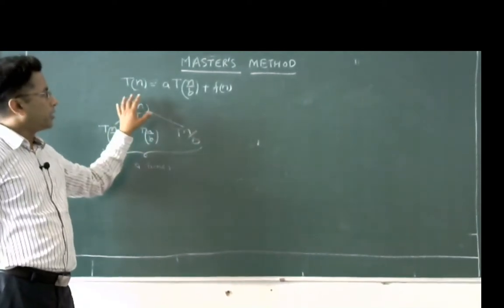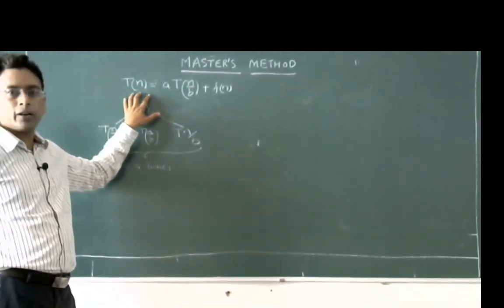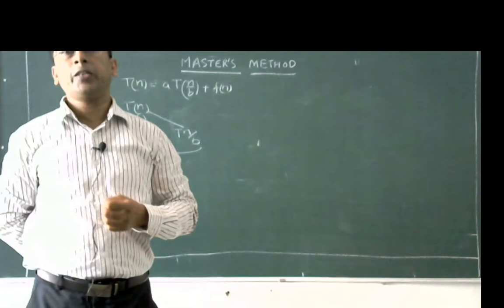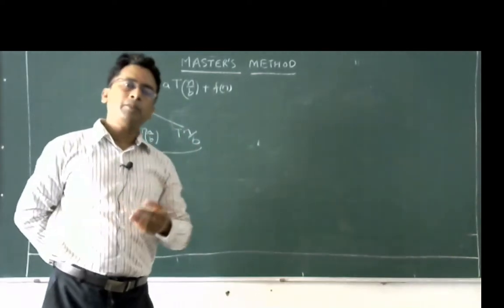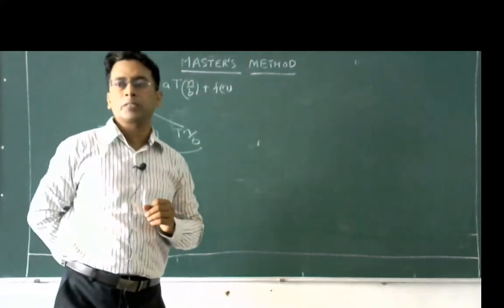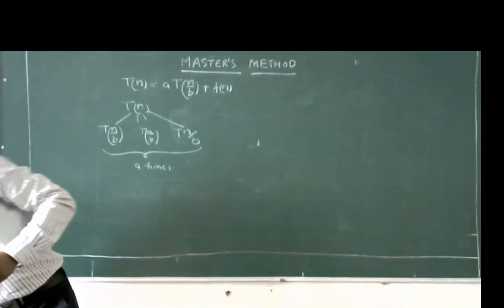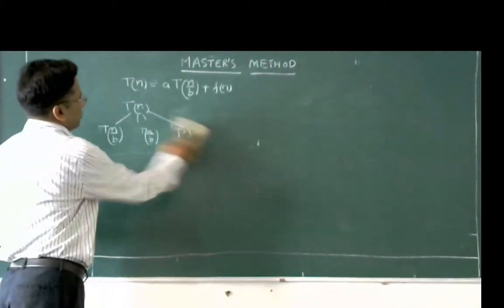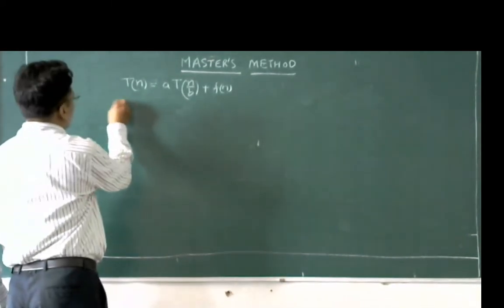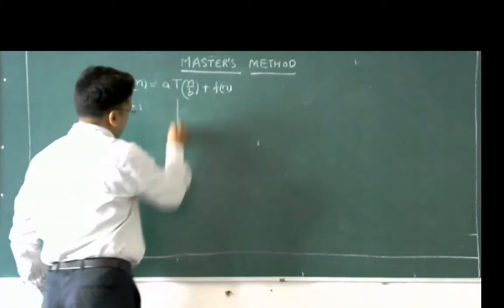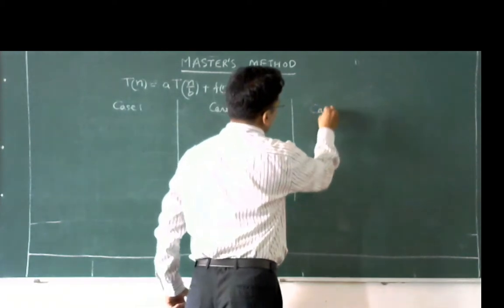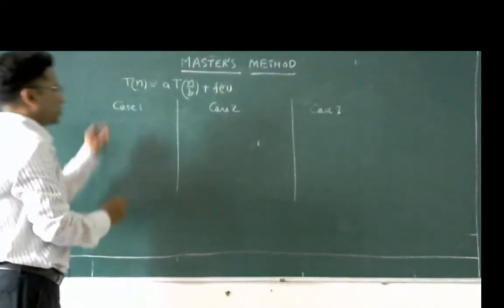If the complexity of an algorithm is written in this format, then we can directly derive the time complexity of the algorithm on the basis of the three cases of Master's theorem. Then what are the three cases of Master's theorem? The three cases are as follows: case 1, case 2, and case 3.